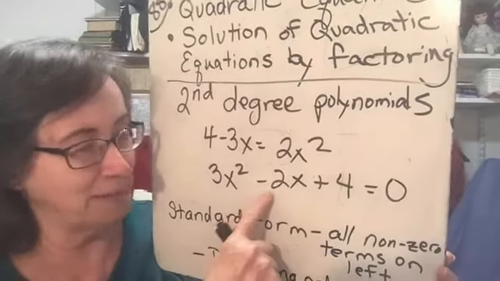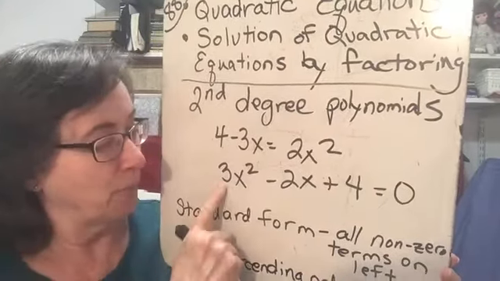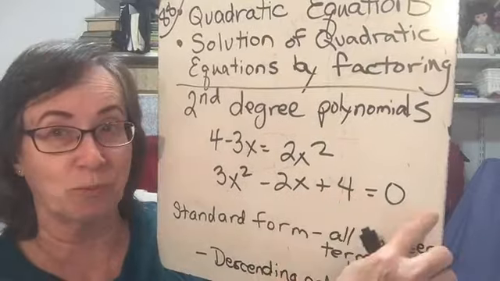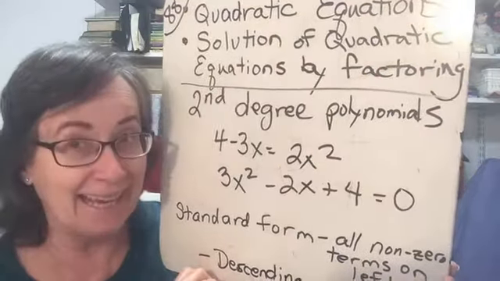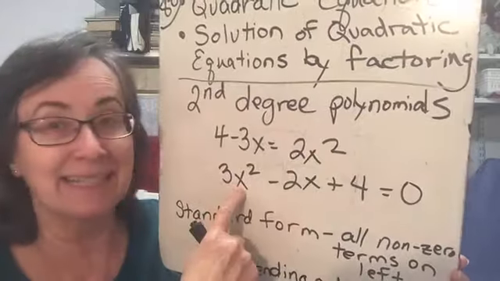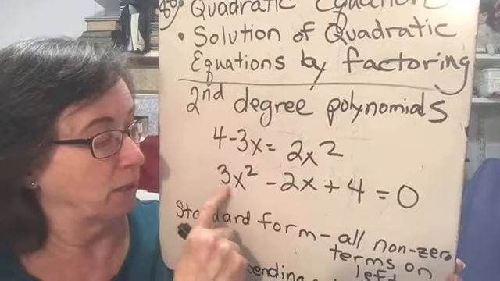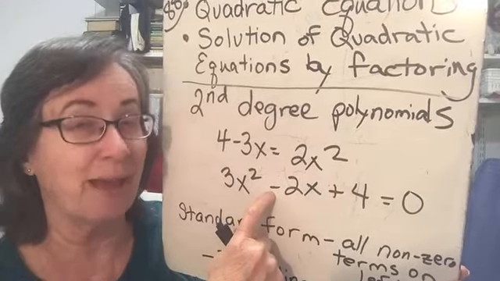However, this one is in standard form. 3x squared minus 2x plus 4 equals 0. We have everything on the left with just the 0 on the right. And another qualification is it's in descending order of the variable. So 3x squared is the highest term. The next highest term is negative 2x, because that's x to the 1 power. And then plus 4, because a constant is x to the 0 power. So if we have it in descending order of the variable, we go 2, 1, 0 on the powers.